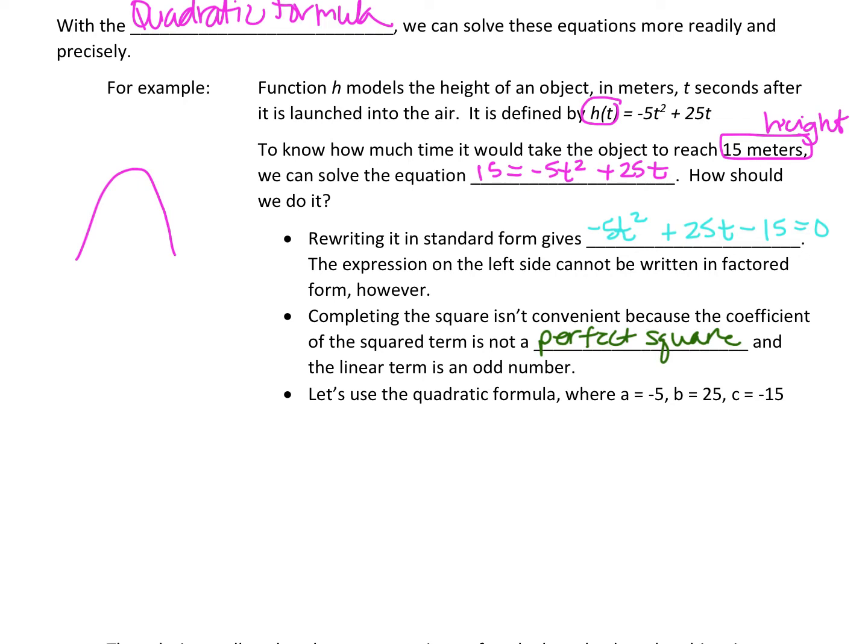And also the linear term with the t to the first power, that's an odd number. So that's just going to make completing the square a little bit trickier. You would end up with fractions anytime that's odd. So let's use the quadratic formula, where we know a is negative 5. There's a negative 5 with your t squared. B is 25. There's a 25 with a t, and your c is negative 15.